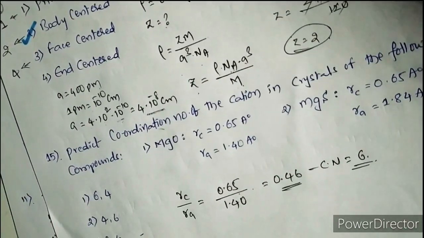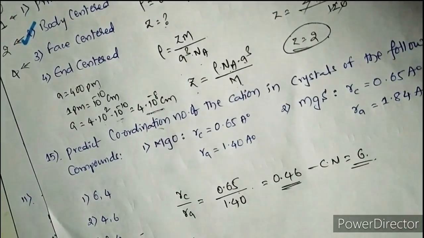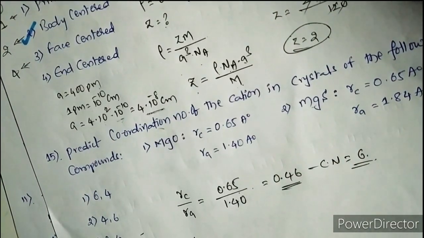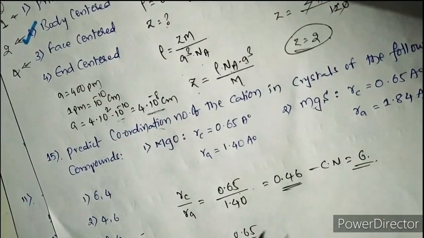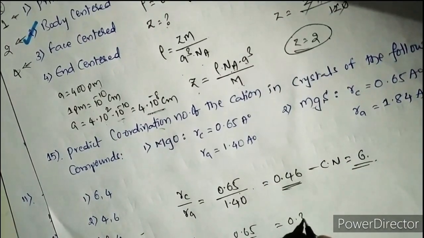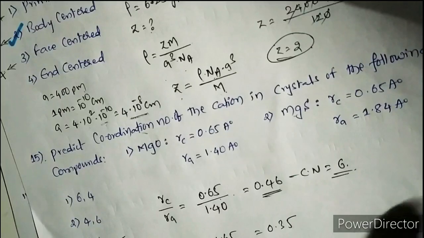And what about the second one? This one, magnesium sulfide. Radius of cation by radius of anion. It is 0.65 by 1.84. How much does it become? It becomes 0.35 something. 0.35. What is the coordination number? Check it.